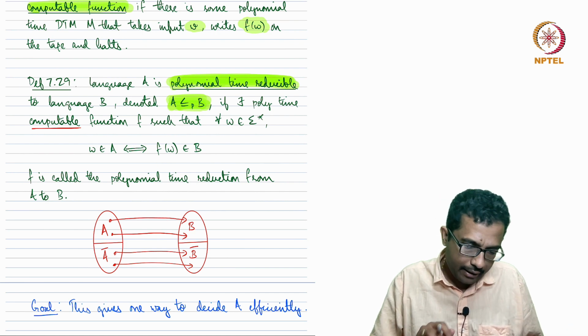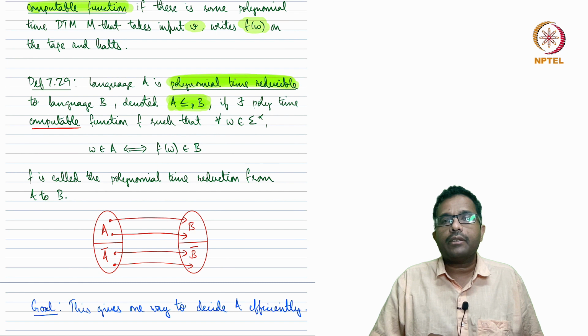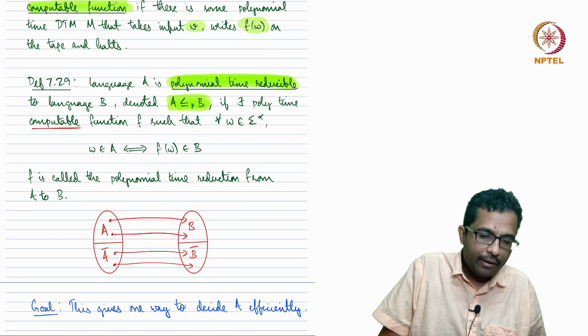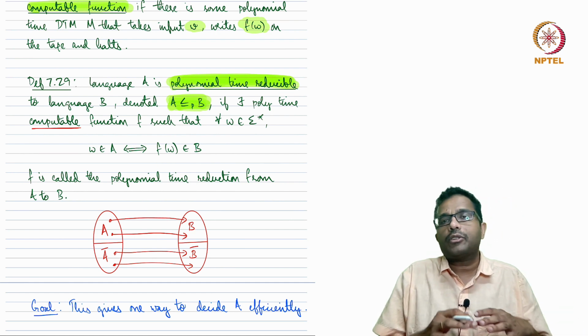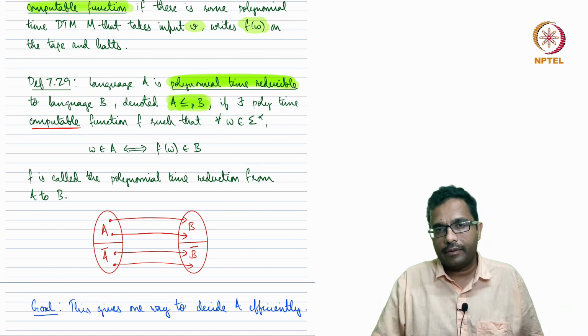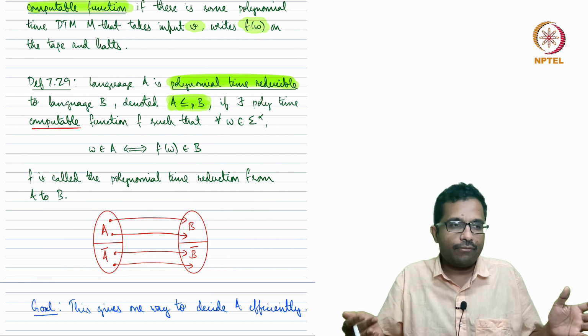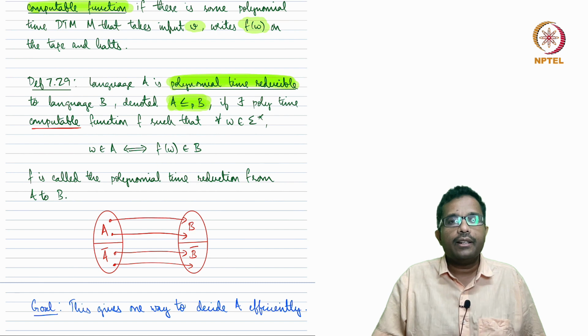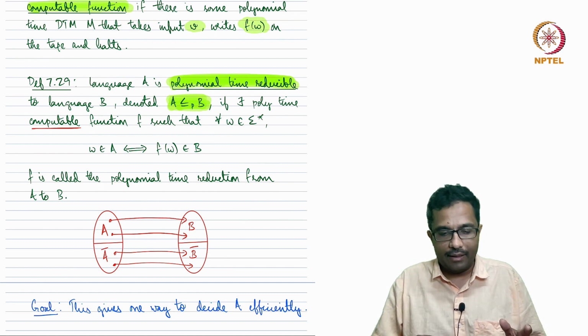But the main difference here from mapping reductions is that now we are putting time constraints, or resource constraints, on how to compute f, which is not that surprising if you think about it, because we are in the chapter that pertains to time complexity.